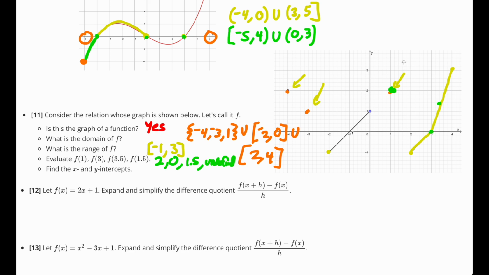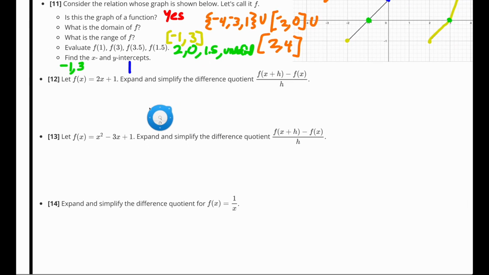Okay, there is no point at x is equal to 1.5, so there's no output, it's just undefined. All right, the x-intercepts and y-intercepts. The x-intercepts are going to be at -1 and 3. The y-intercept looks like it's just at 1. Okay, that's not too complicated.